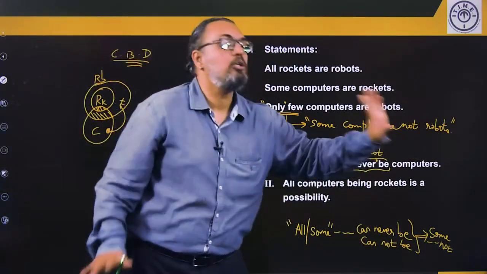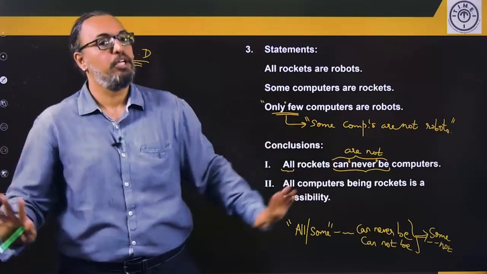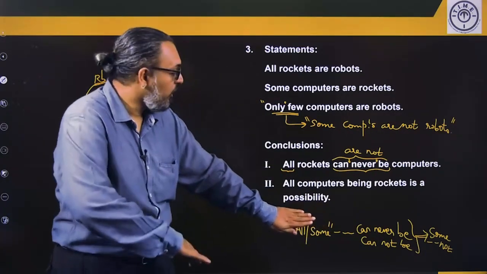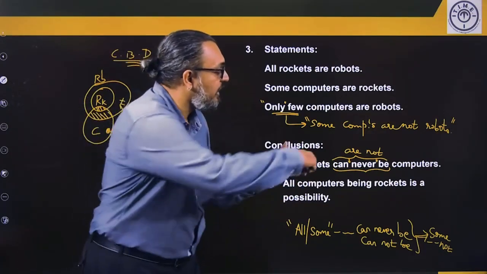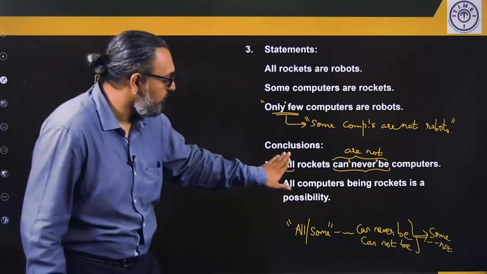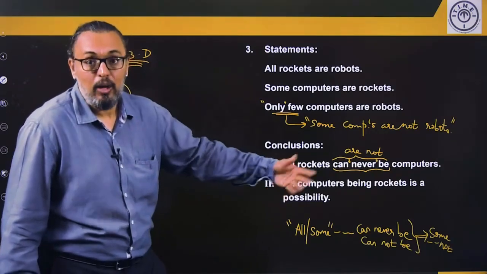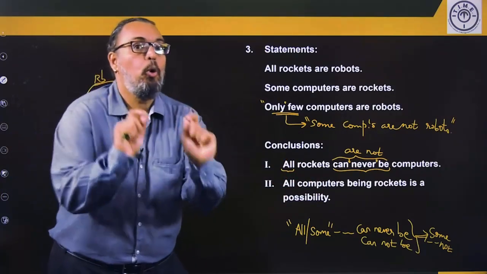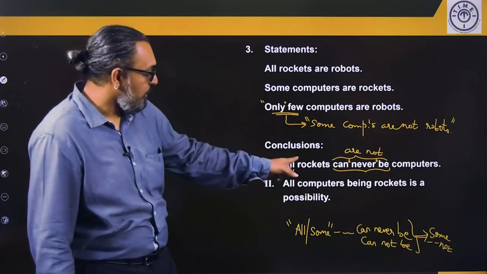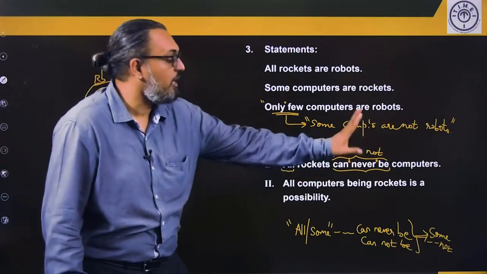So this is some not. Some rockets are not computers. It's a plain and simple negative conclusion. Now, without a quantifier, if he gives rockets can never be computers or rockets cannot be computers, without the beginning quantifier, then you have to treat it as no. That's how you have to remember it. So this is plain and simple: some rockets are not computers.